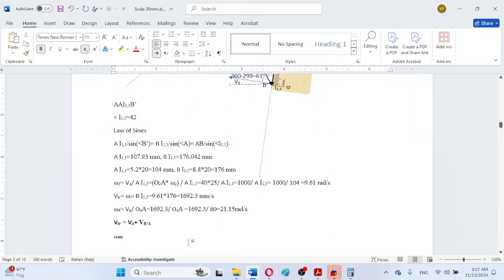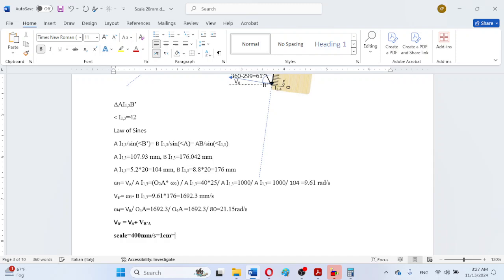For example, we can say that the scale is, for example, 400 millimeter per second is equal to 1 centimeter.